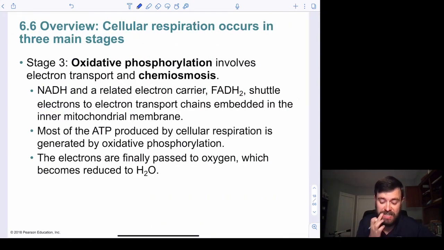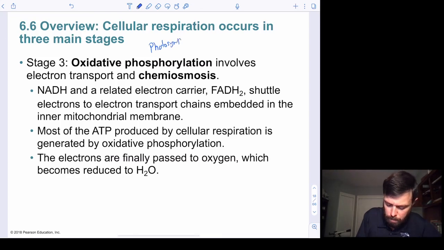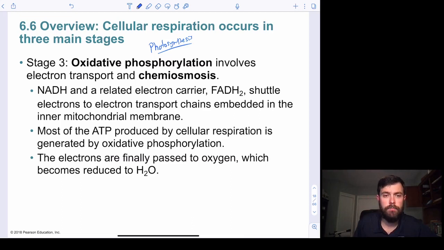And then finally, stage 3. Stage 3 is completely nothing new to you. So this basically is just like photosynthesis. So it takes the same playbook out of there. Oxidative phosphorylation, chemiosmosis, all that is in the electron transport chain. It all kind of happens.